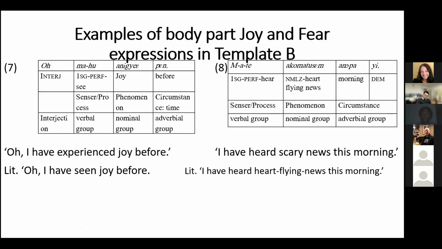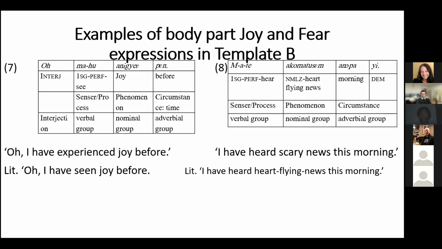And then these are also examples of template B clauses. We have 7, which is a joy expression. Oh, mehu enijie pain. So mehu is the sensor here. The phenomenon takes a post-verbal position. So mehu, and then the body part joy expression is enijie, which is a nominalization. And then the circumstance indicates time. So it translates as I have experienced joy before, or I have seen joy before, literally.